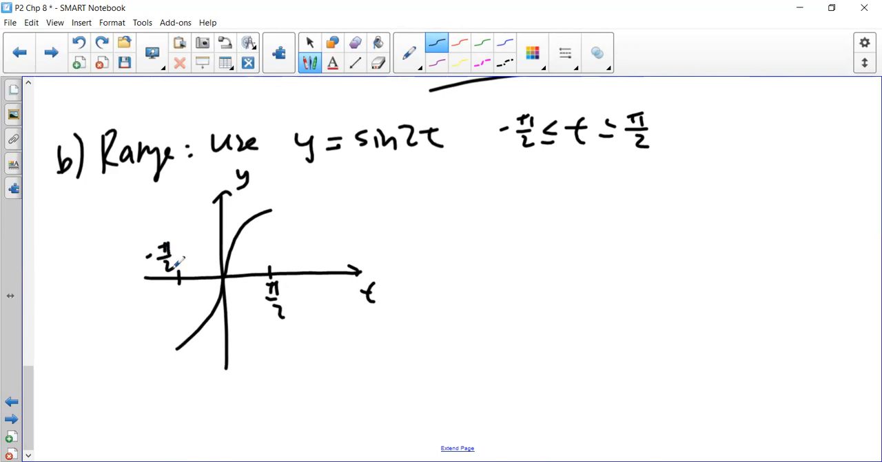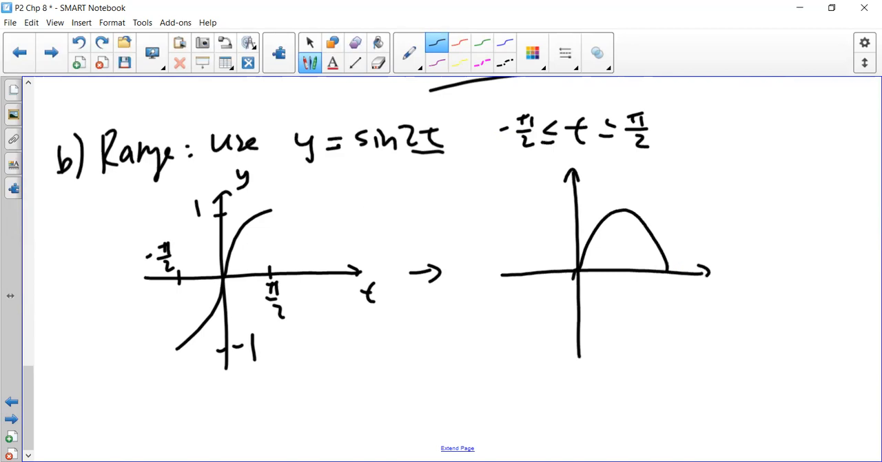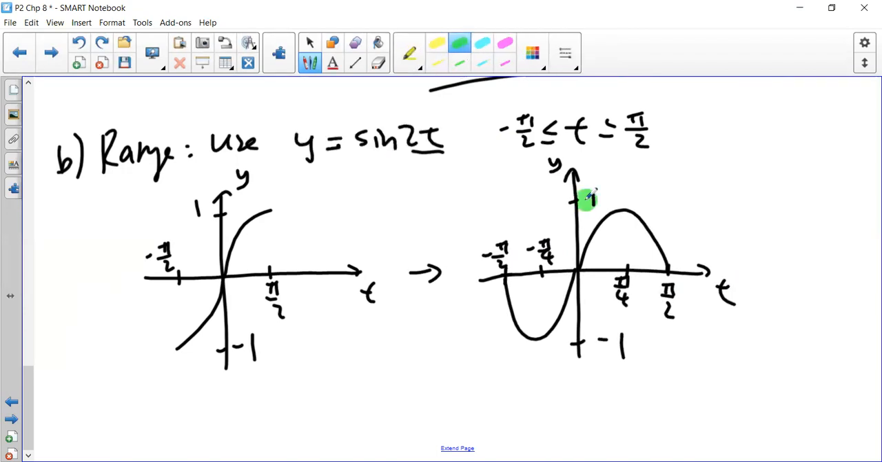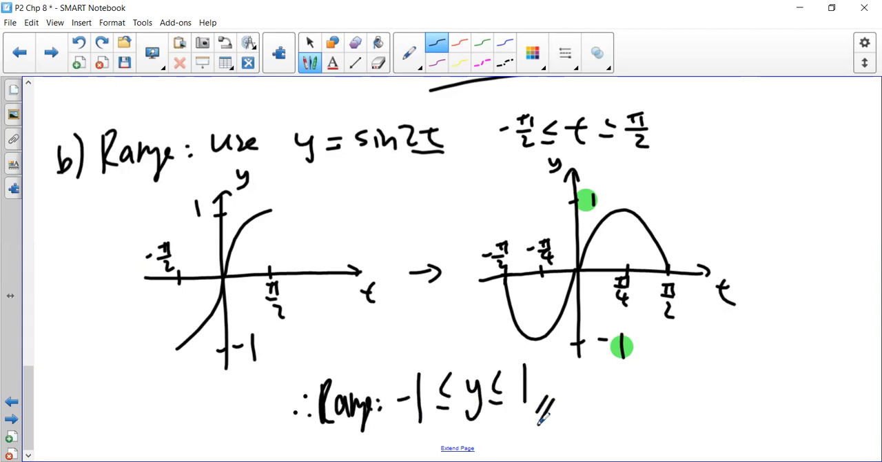Now, when you have 2 times t inside the bracket, it means we're shrinking, multiplying the x coordinates by a half. In other words, we'll have a graph like this now, because that becomes minus pi over 4, that's pi over 4, and that's pi over 2. However, you can see on the y-axis, the 1 and minus 1 remains unchanged. Therefore, the range is still minus 1 to 1, and that's the answer.